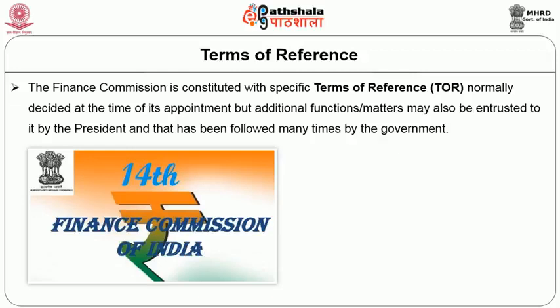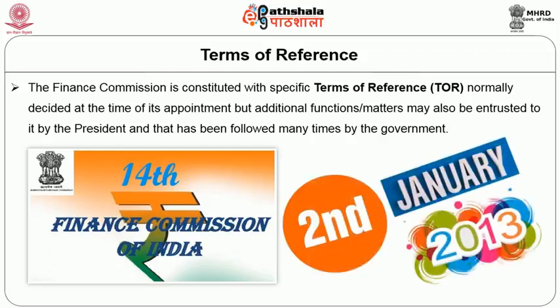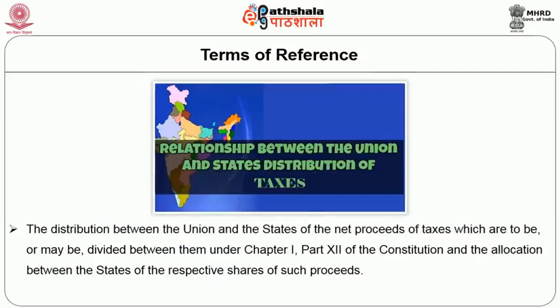For example, the terms of reference for the 14th Finance Commission, constituted on 2nd February 2013, in para 4 of the notification state: the Commission shall make recommendations as to the following matters, namely, the distribution between the Union and the states of the net proceeds of taxes which are to be or may be divided between them under Chapter 1, Part 12 of the Constitution, and the allocation between the states of the respective shares of such proceeds.